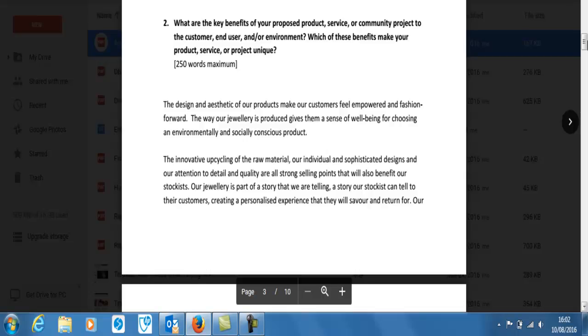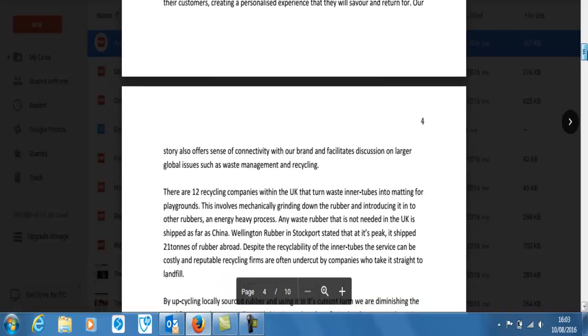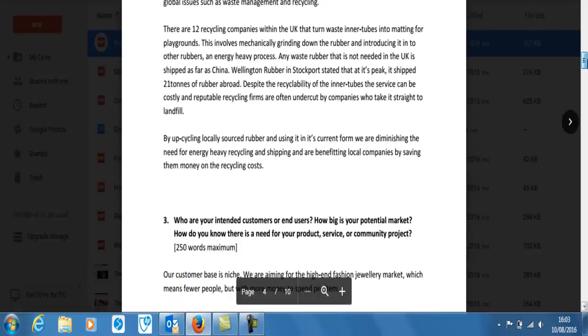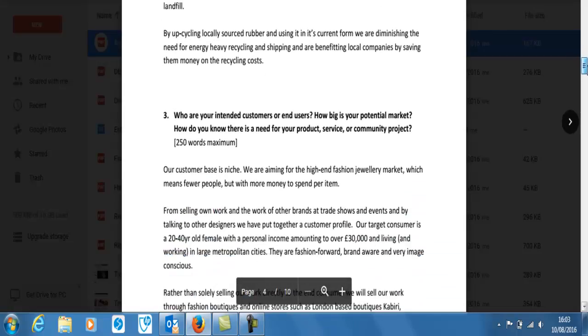If you use the example here about the upcycled jewellery, you can say that there's a benefit to the customer because they get to wear jewellery that gives them a sense of well-being for choosing something which is environmentally friendly, but also the environment is benefiting because fewer things end up in landfill. So that's the sort of detail we're looking for. And again, you'll notice here, 250 words. This answer looks like it's using the full 250 words.